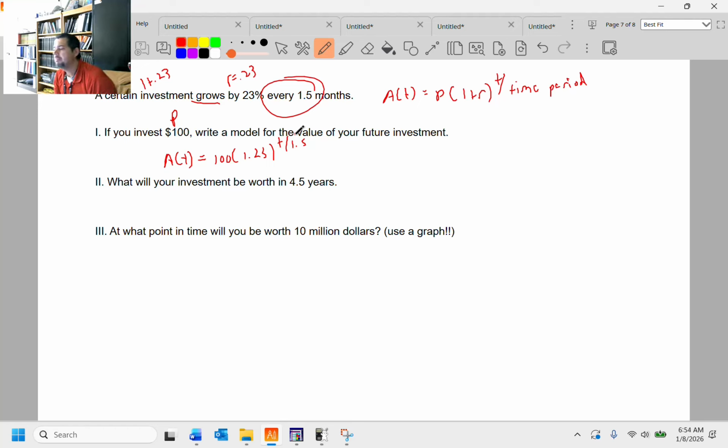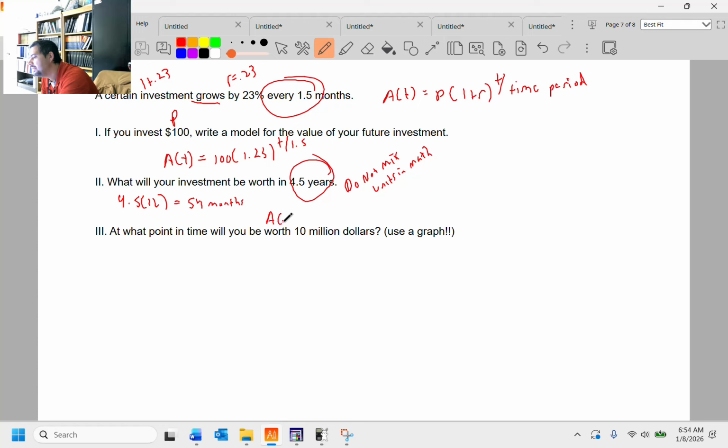Now, what will your investment be worth in 4.5 years? We do not mix units in math. So I need to take these years, and I need to convert them into months. That's 4.5 times 12, which is 54 months. So that's going to be my time.